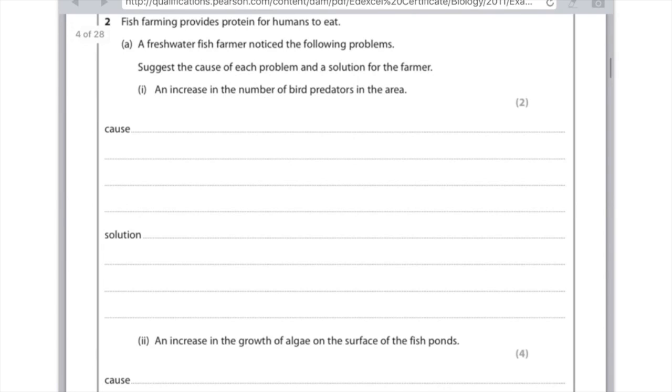2. Fish farming provides protein for humans to eat. A freshwater fish farmer noticed the following problems. Suggest the cause of each problem and a solution for the farmer. So firstly, an increase in the number of bird predators in the area. Right, the reason for that is obviously they're attracted to the fish because they think they can eat them, so we need to use nets to stop them reaching the fish.